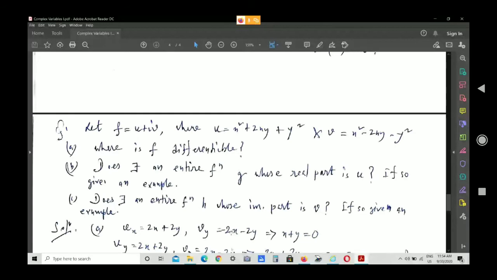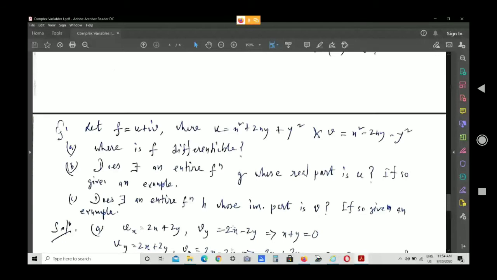For Cauchy-Riemann equations to be satisfied, this should be equal to this. Means ux should be equal to vy. That means 2x plus 2y should be equal to minus 2x minus 2y. That means it should imply x plus y equal to 0. This first Cauchy-Riemann equation is satisfied on the straight line x equal to minus y.